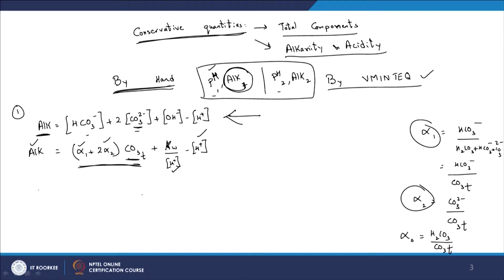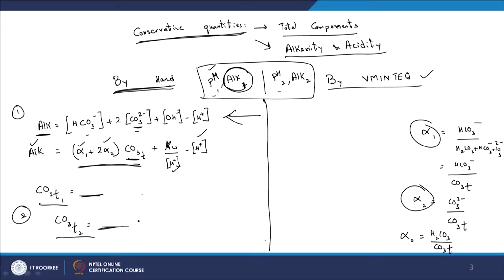So from here, what can I calculate? I can calculate the CO3 total 1, right. Similarly, for solution 2, I am going to go ahead and calculate CO3 total 2 in the same manner, right. And now what can I do? Now I'm able to calculate CO3 total of 1 and CO3 total of the second solution. So how do I go ahead further? By trying to solve for the pH by hand.